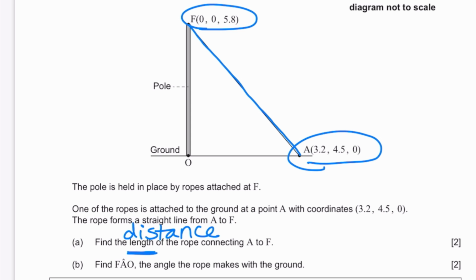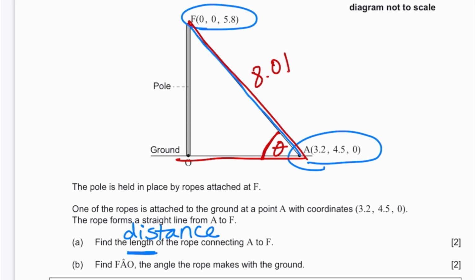So now our job is to go ahead and move on to part B. In part B, it says find the measurement of angle FAO. So angle FAO is this angle right here. I'm going to call it theta. The angle the rope makes with the ground. So that is our job right now. We just figured out that this distance is 8.01.